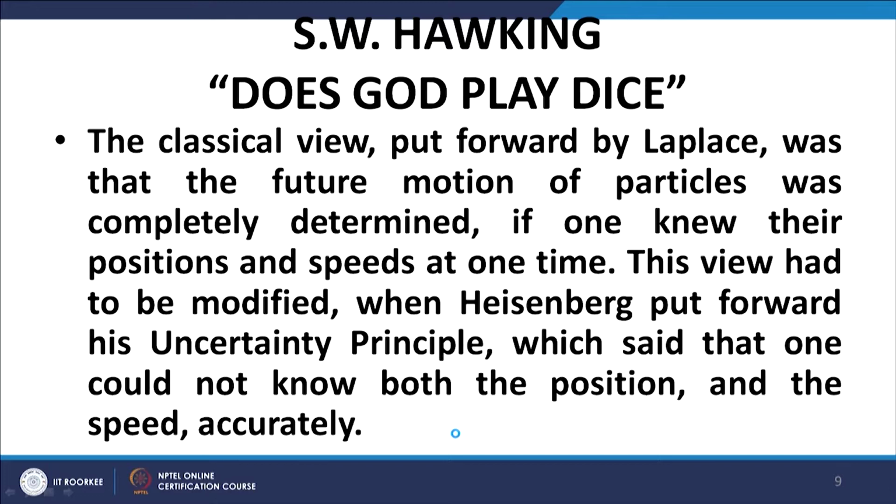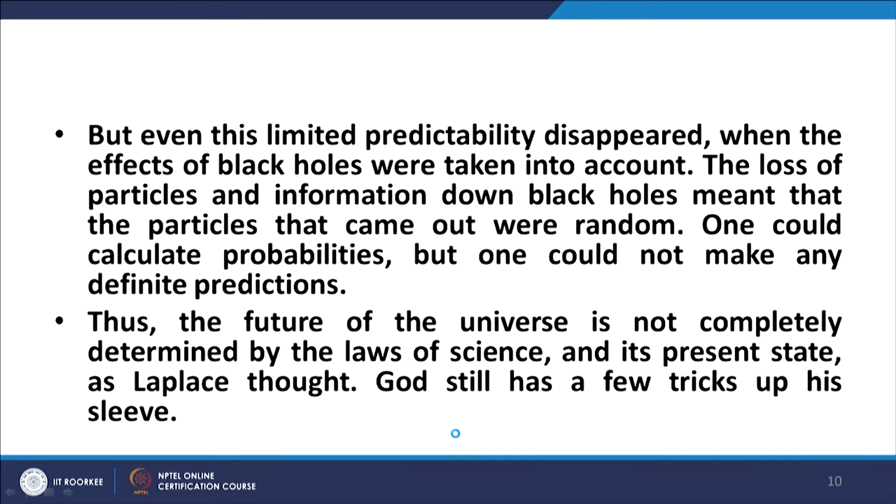I'd like the viewers to read through this, or maybe I could read through this. The classical view put forward by Laplace was that the future motion of particles was completely determined if one knew their positions and speeds at one time. This view had to be modified when Heisenberg put forward the uncertainty principle, which said that one could not know both the position and the speed accurately. But even this limited predictability disappeared when the effects of black holes were taken into account. The loss of particles and information down black holes meant that the particles that came out were random.